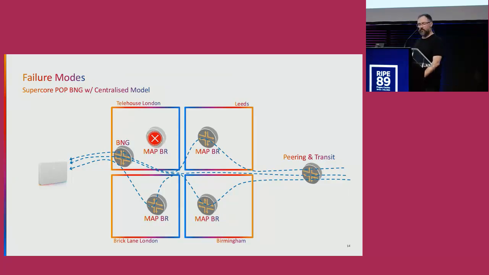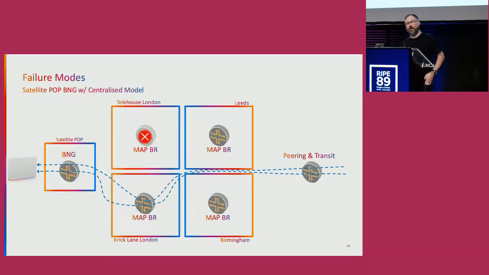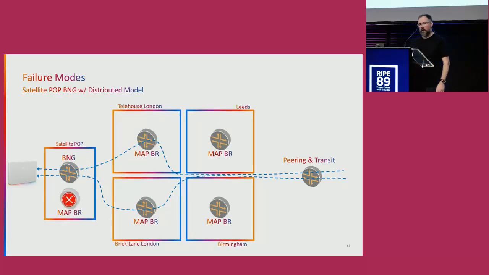Just to help visualize that, a subscriber terminated in Telehouse London would prefer Telehouse London under BAU. Unless it were to fail, then flows go to the other 3 sites. A subscriber terminating in a satellite POP would prefer both Telehouse London and Brick Lane if they were both active. If one's failed, the other one picks up the slack. And if we go to distributed, the distributed one is primary unless it were to fail.